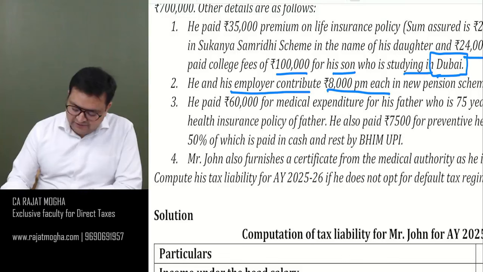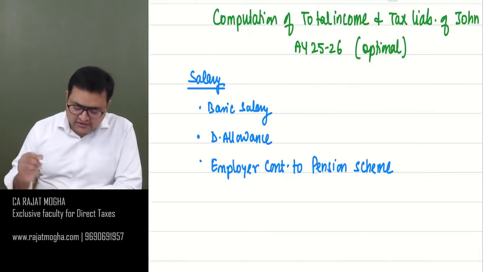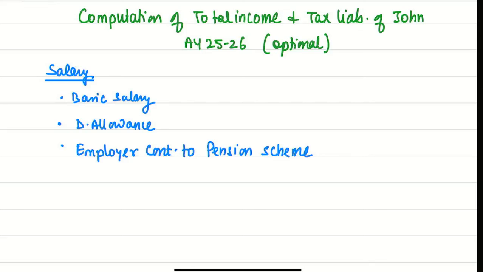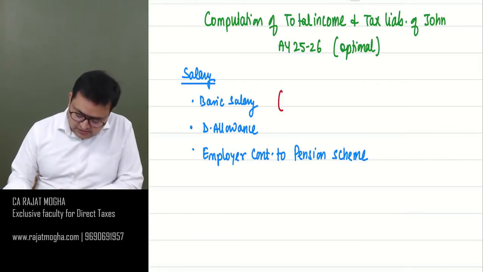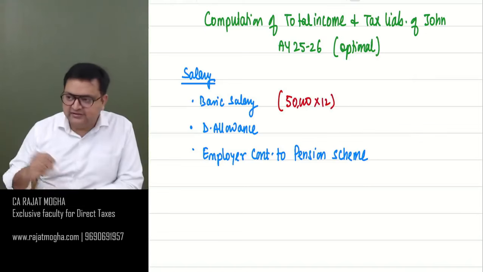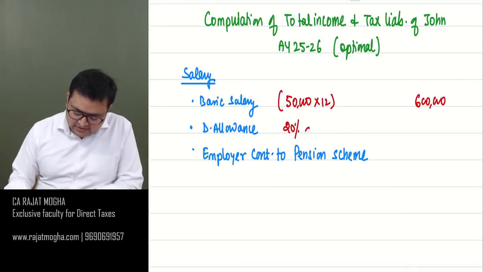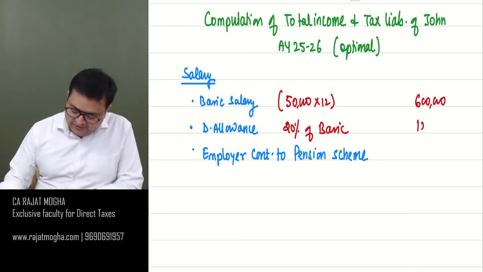After that, if we see, he paid medical expenditure, etc., financial certificate, nothing. So these are the three things which he is getting from his employer. So basic salary is 50,000 per month. Nothing is given, so we'll take the salary for the entire year. 50,000 into 12 is 6 lakh. DA is 20% of basic. Whatever is forming part right now, we don't want. So it is 1,20,000.